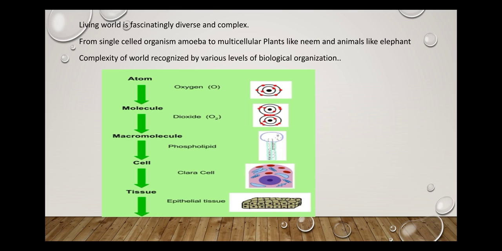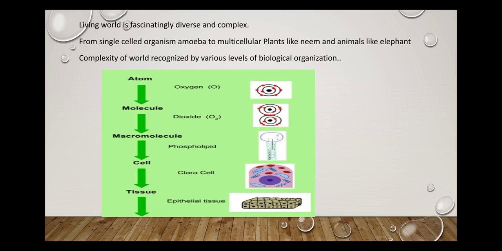Mainly, this complexity of the world is recognized by various levels of biological organization. In this, there are many atoms present in the environment like carbon, hydrogen, oxygen, nitrogen, phosphorus, etc. They collectively form a variety of molecules like CO2, NH3, H2O, PO4 3-, etc. And these molecules collectively form macromolecules like phospholipids, DNA, carbohydrates, some monosaccharides or lipids like monoglyceride, diglyceride, etc. And these macromolecules collect together and form a single cell.